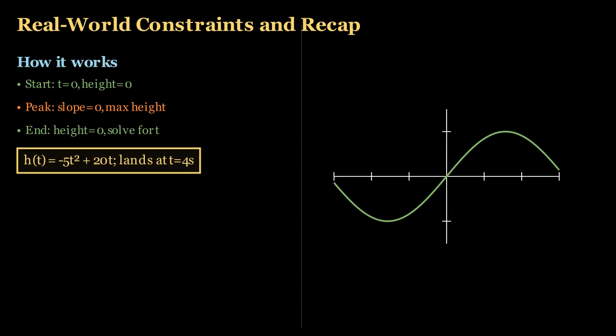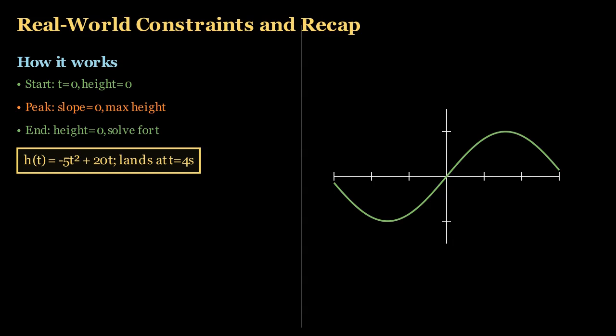Then it falls back down. The domain ends when height hits 0 again. We find that by setting the height equation to 0 and solving for the positive time. The range is every height between 0 and that peak.